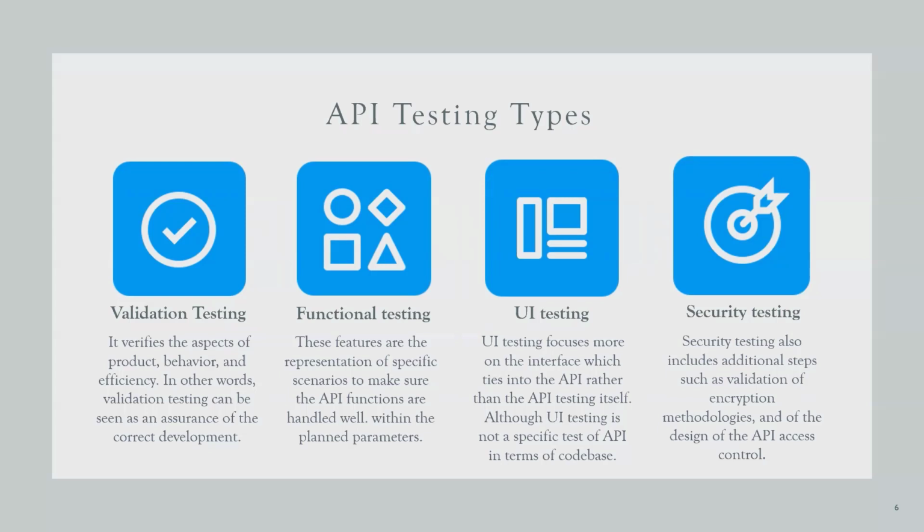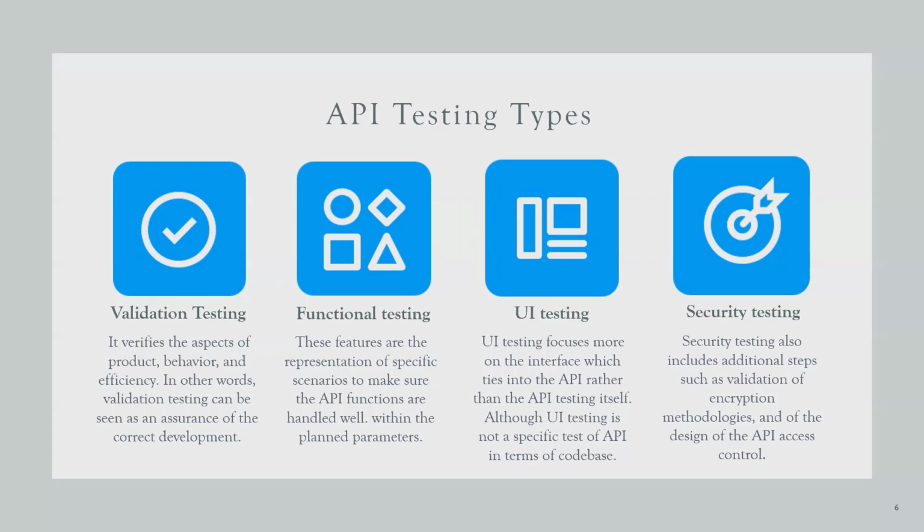functional testing. These tests are the representation of specific scenarios to make sure the API functions are handled well within the planned parameters. UI testing focuses more on the interface, which ties into the API, rather than API testing itself. Although UI testing is not a specific test of API in terms of code base.